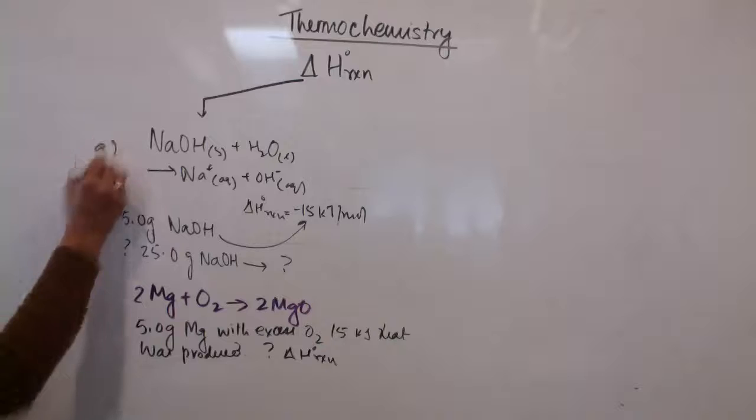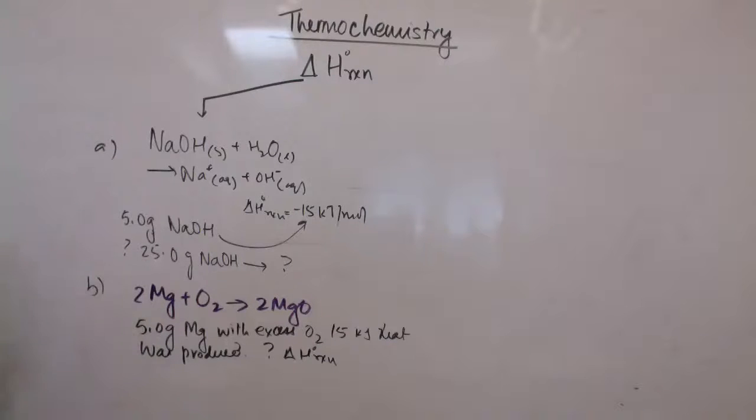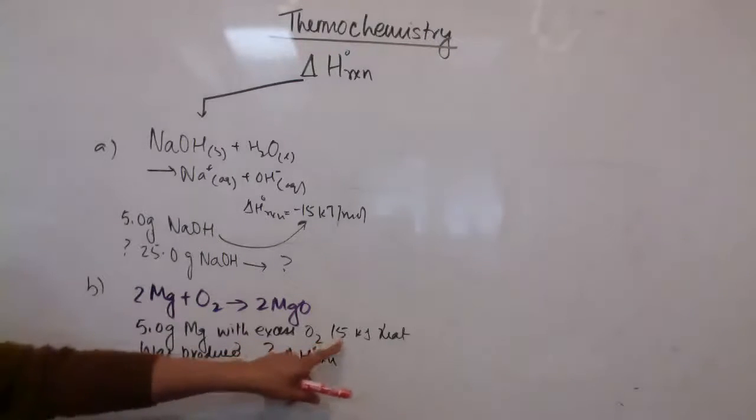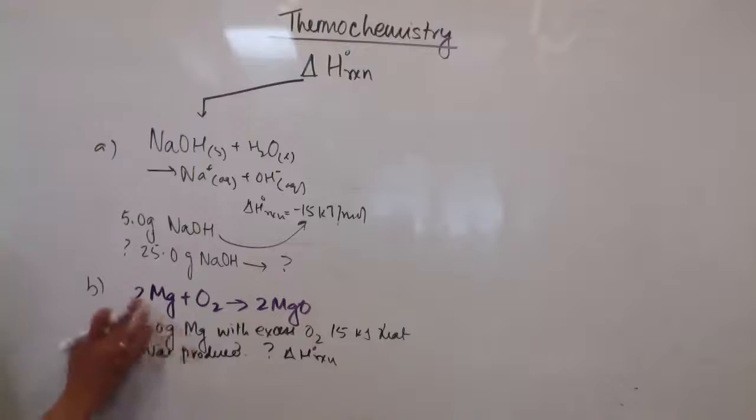Both of these problems are on the same concept. The concept is heat is an extensive property. You change the amount of substance producing heat, the amount of heat produced or released will be changed. So we know that 5 grams produce this much heat. And we know there are 2 moles of magnesium reacting here.